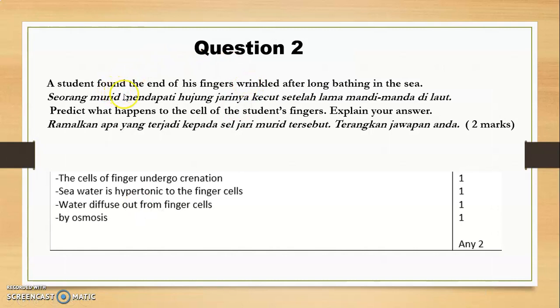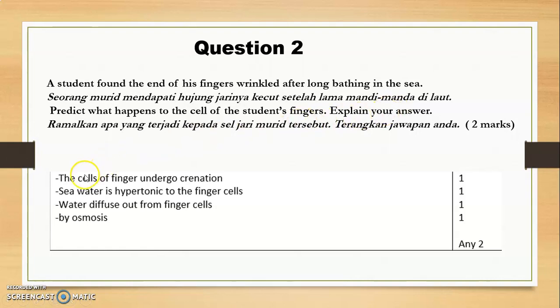Question 2. A student found the end of his fingers wrinkled after long bathing in the sea. Predict what happens to the cells of the student's finger. Explain your answer. Because the finger is a human cell, same as the animal cell, what happens when we immerse the animal cell in seawater? Remember, seawater is hypertonic. Why hypertonic? Because the seawater contains a lot of salt, and salt refers to the solute.